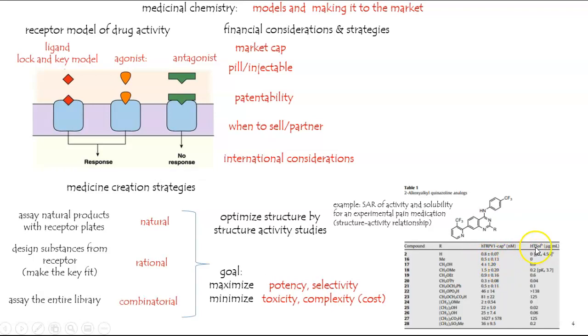However, it better be soluble. So here, low numbers are good. Here, big numbers are good. You want it to be highly soluble and highly potent. Well, the potency is not bad at all, but the solubility is like nothing. This means you're making a brick.